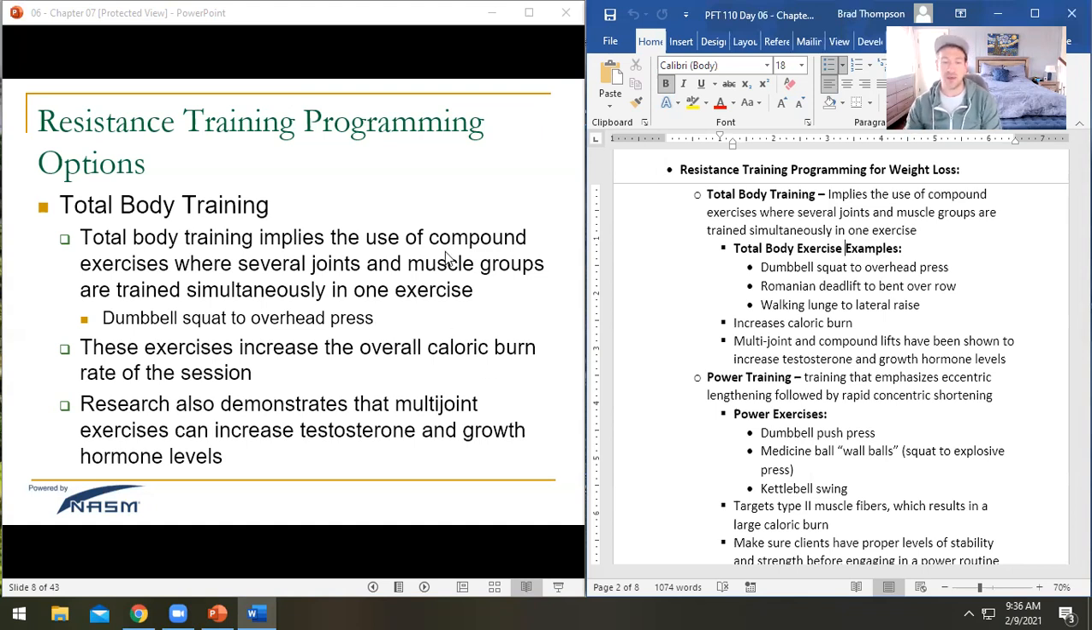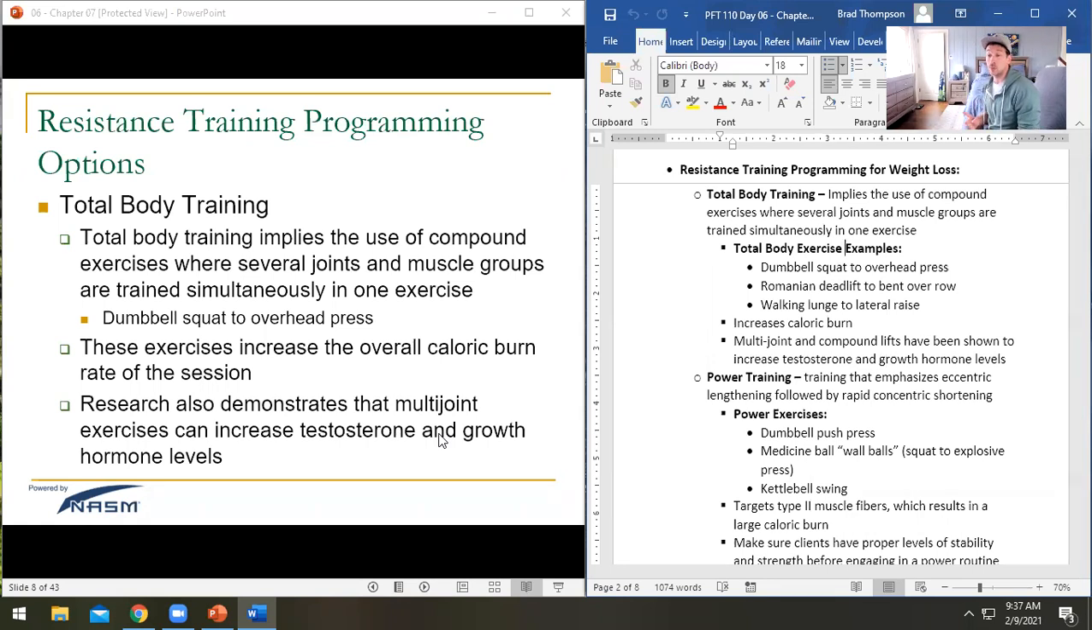And one of the added benefits, there's a lot of research that also demonstrates that multi-joint exercises also boost your testosterone and growth hormone levels. So these are things like a dumbbell squat to overhead press. So maybe you've got dumbbells in hand and you squat down nice and low, and then you push that up. I'm working my glutes, my quads, a little bit of hamstring work. My core is stabilizing, and I'm getting my shoulders and triceps going all simultaneously with one movement.